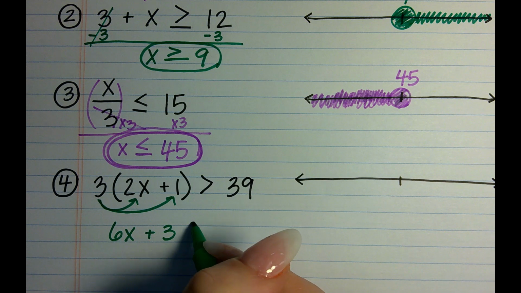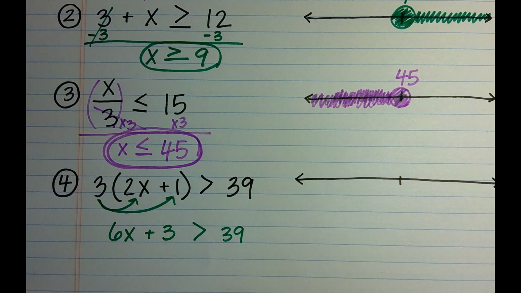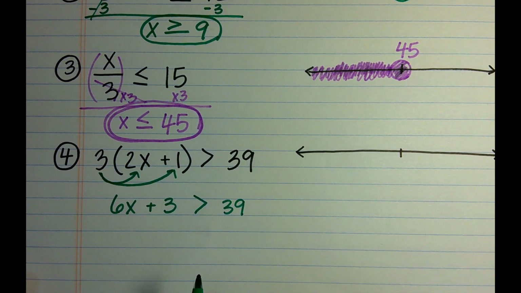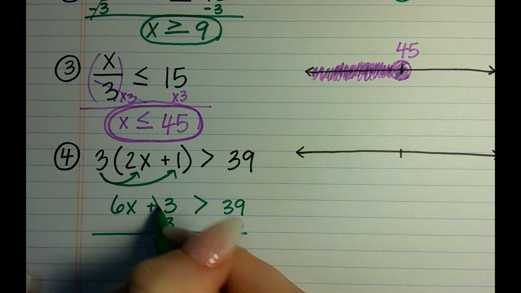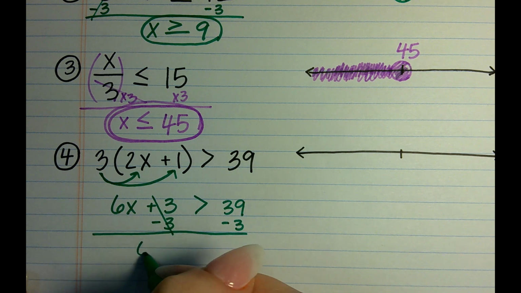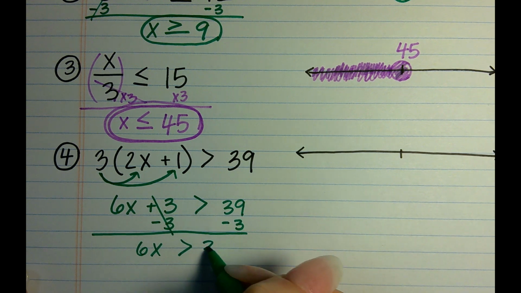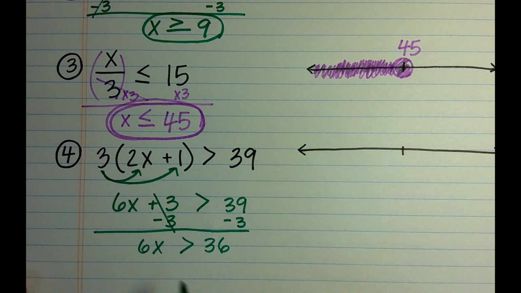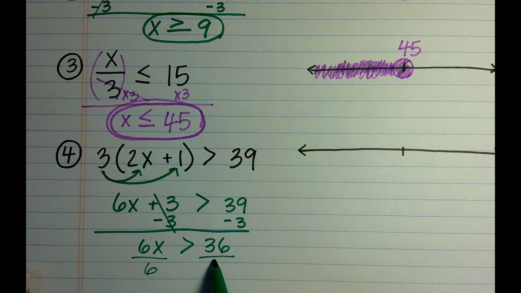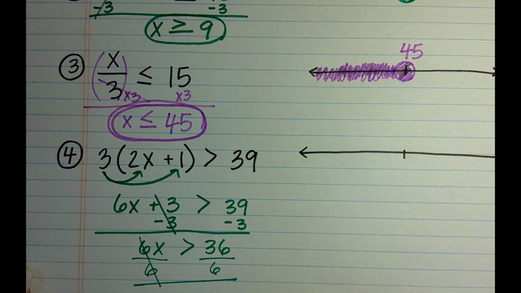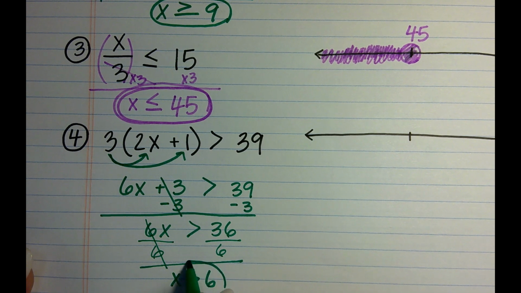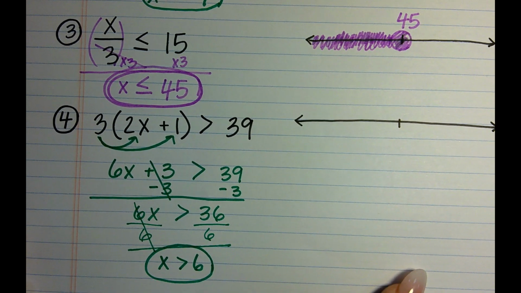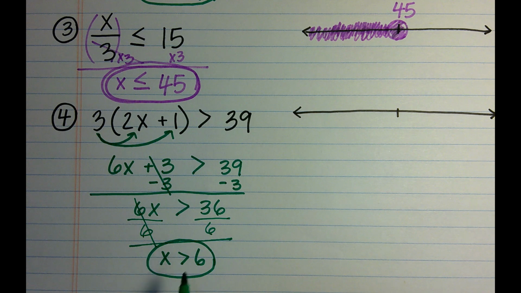Bring your greater than 39. Just bring everything down. And now, you subtract 3 on each side. Good. Subtract 3. Your 6x is greater than 36. Mm-hmm. And then you divide by 6 on each side. Your x is greater than 6. Yes. X is greater than 36 divided by 6, which is 6. So we should get x is greater than 6 for number 4.